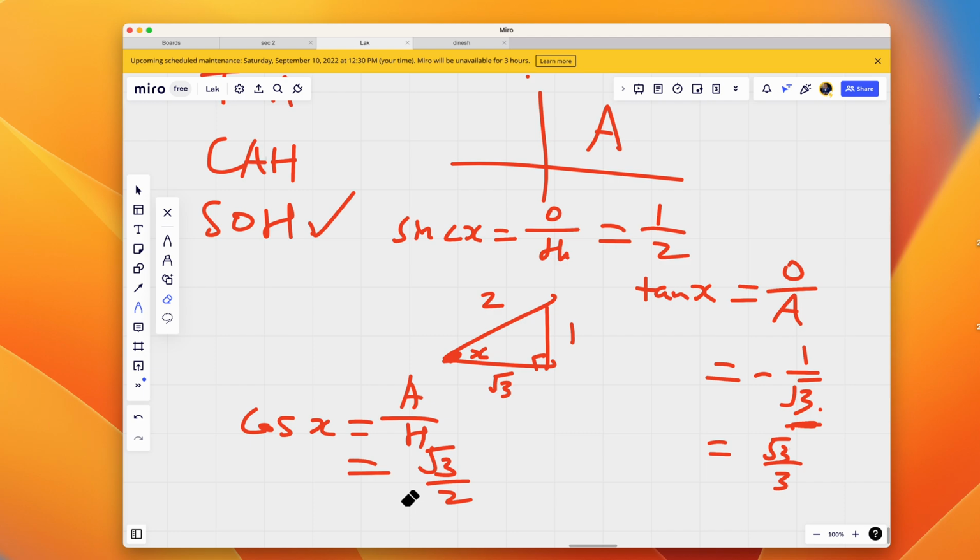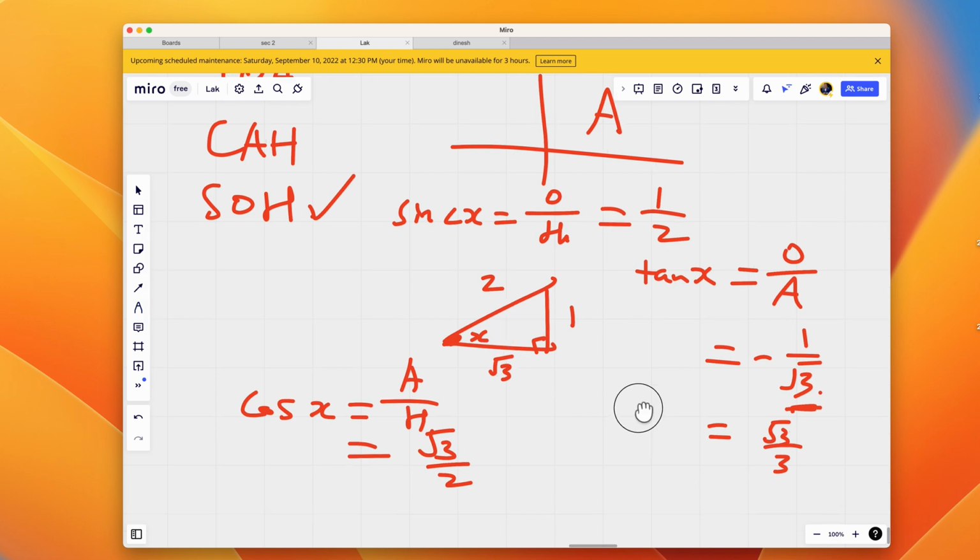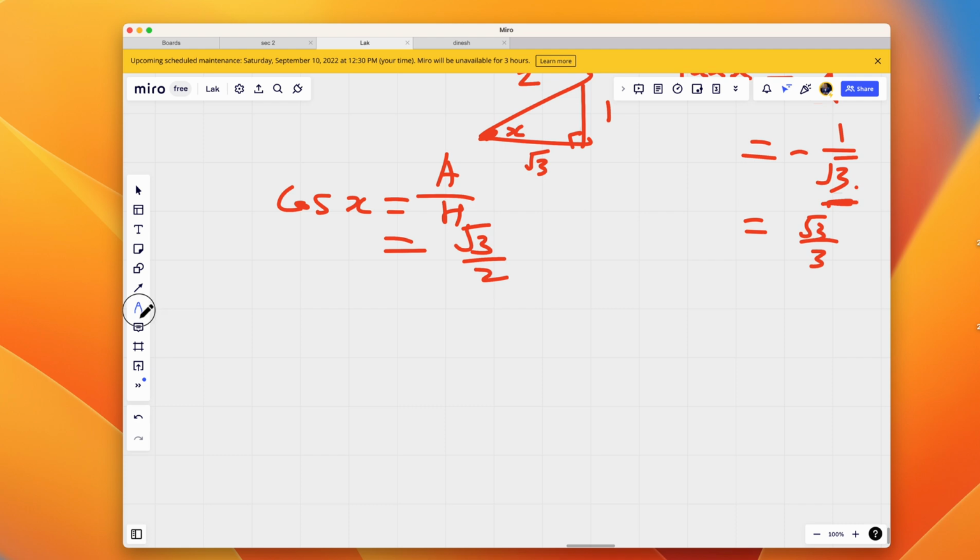So first thing is the magnitude. I think there's no problem with the magnitude because magnitude comes from SOH CAH TOA. And then the sign depends on the range. You understand? Okay, good. Then we continue to do the cotangent, and then of course subsequently.